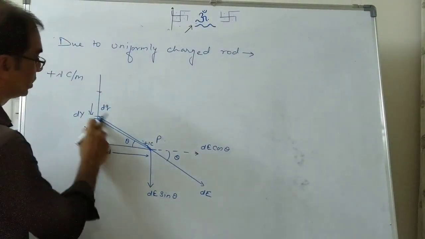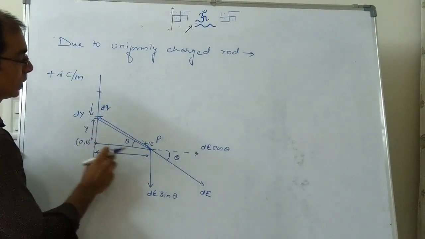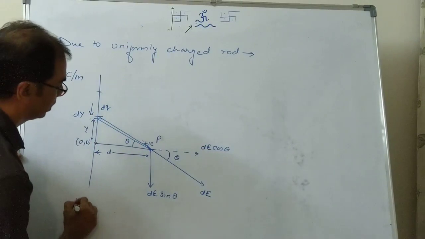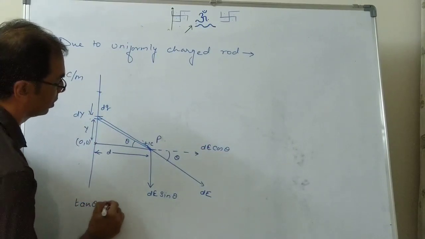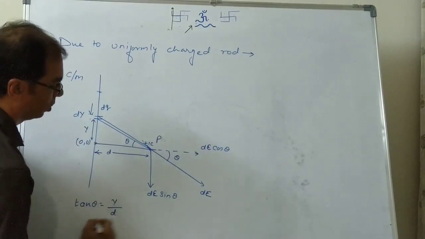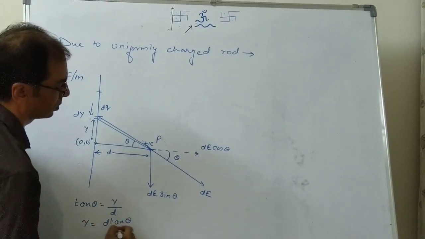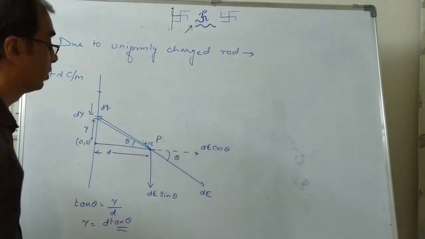Correct? So you see this triangle here? If I write, tan theta will be y by d. Yes or no? Right? tan theta equal to y by d, or y equal to d tan theta. After this, we have to find this.